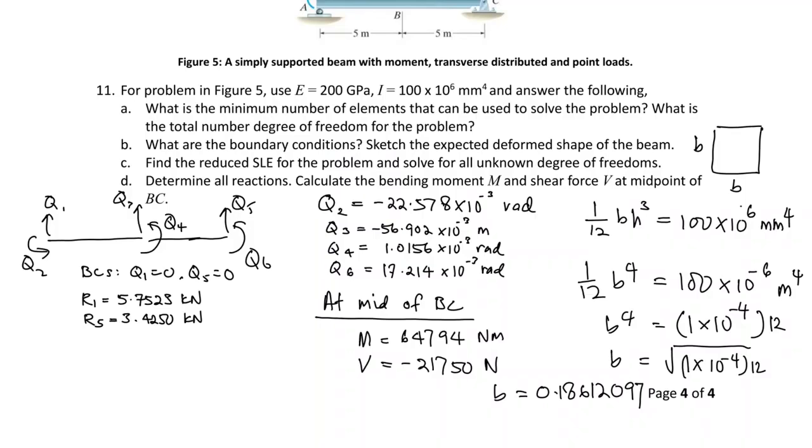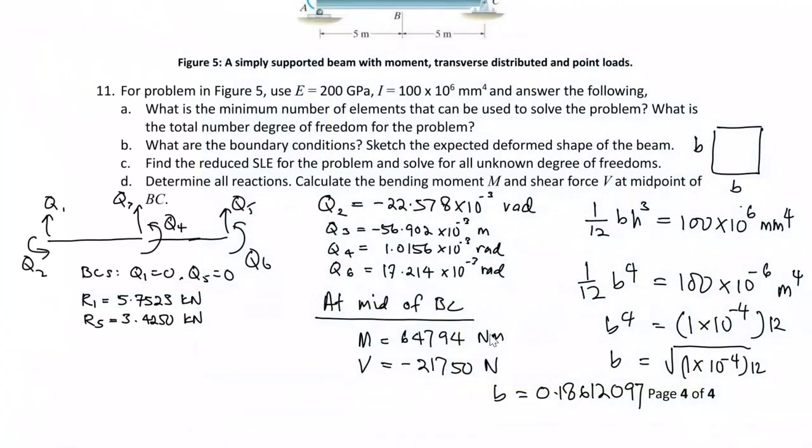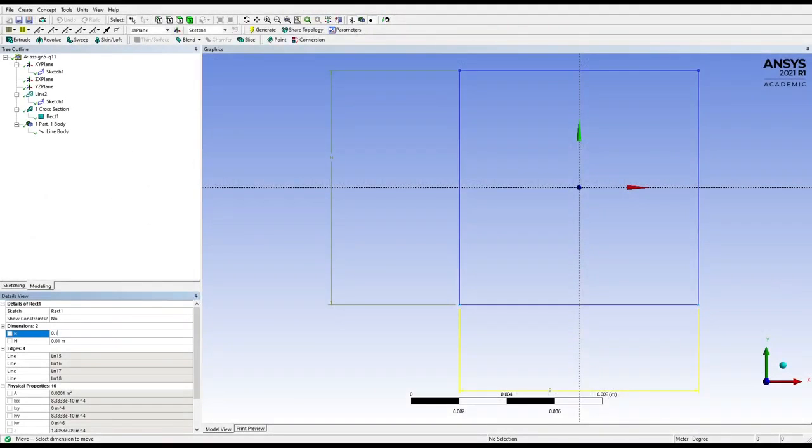So now let's define our B. What is our B? Our B is 0.18612097. So let's define our B here, and let's copy this.